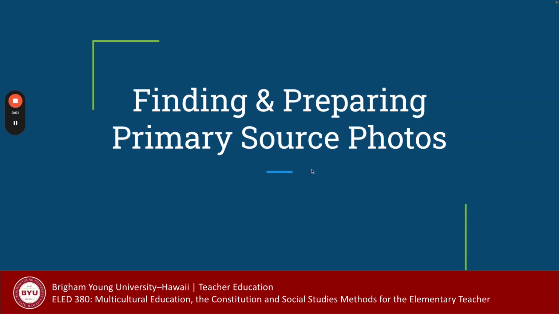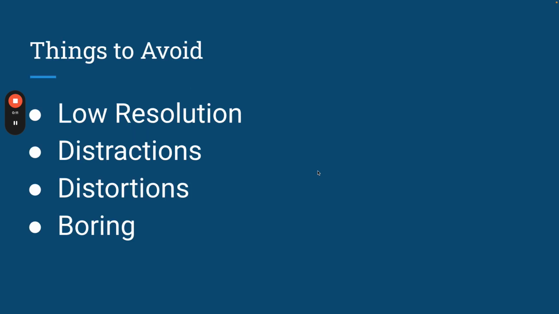Hey, it's Dr. Johnson, and I just wanted to walk you through some different things to think about when you're finding and getting primary source photographs ready for an elementary classroom. I'm going to walk through 4 different things that you should avoid when you're looking for good primary source photographs. I'll show you examples of each one of these, and then I'll show you some tools in Google that I like to use when trying to find really good photographs to use in the classroom.